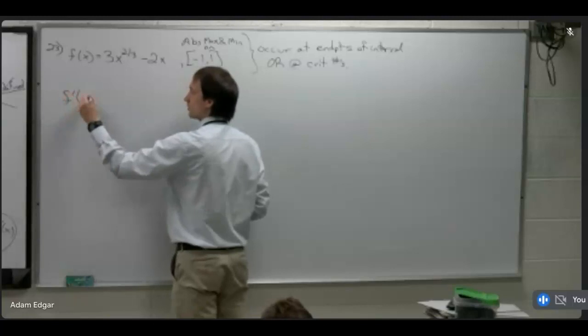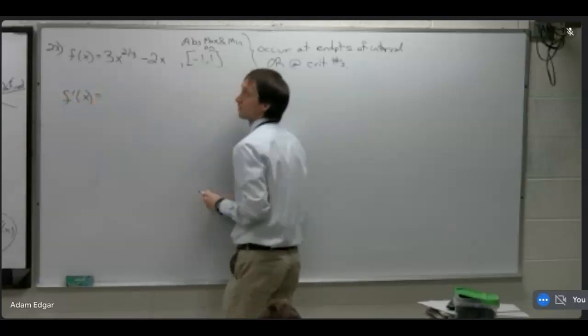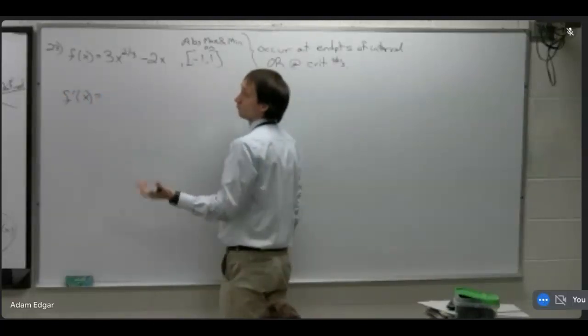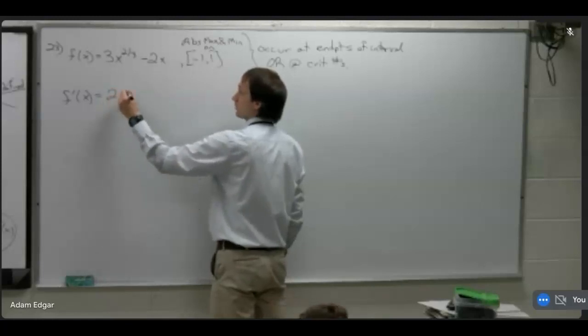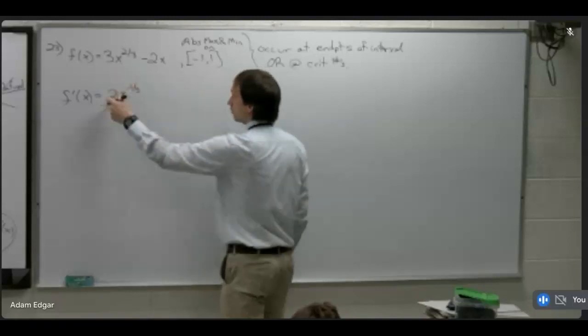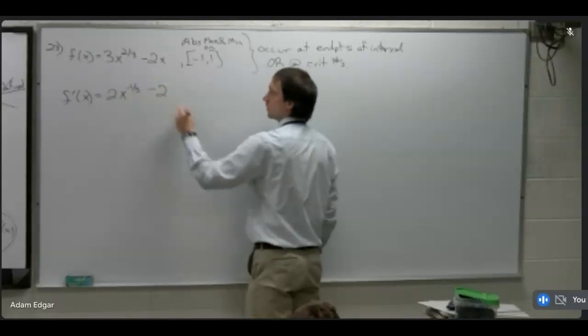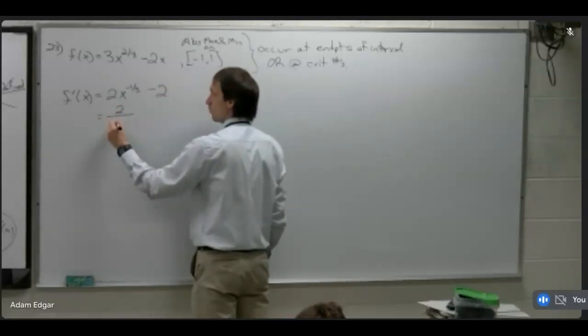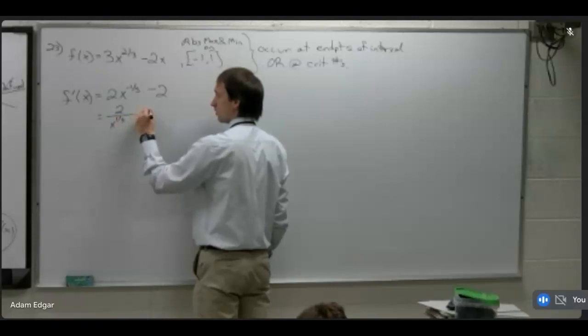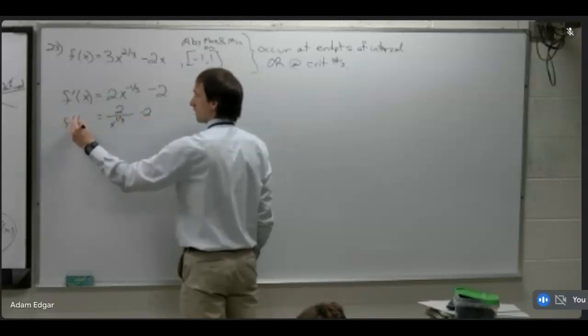So what's our derivative going to be? 2 and then 2x to the negative 1/3, so this is power rule, minus what? 2. And then once we've got that, it might be helpful to rewrite this as 2 over x to the 1/3 minus 2, so that we don't have that negative exponent running around.